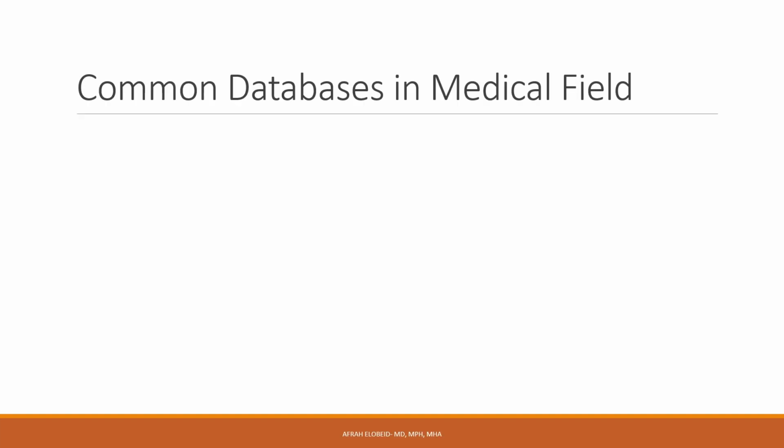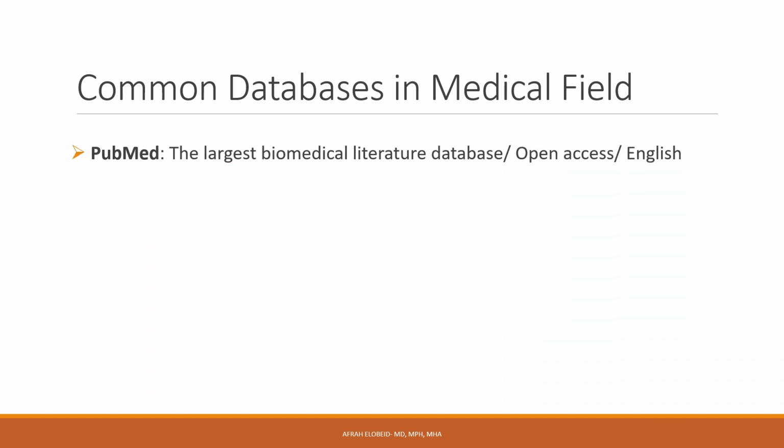So the common databases in medical fields are PubMed, the most famous one, and it's the largest biomedical literature database. What makes it the most important one for us as medical professionals is being open access for most of the articles, and it usually publishes almost all the articles published in English in other databases. So you can look around for other databases, but if you want a database where you most probably find most of the evidence that's around, you go to PubMed.